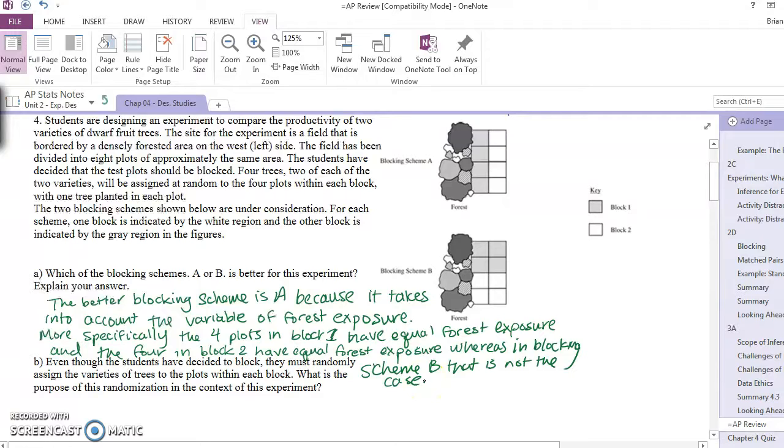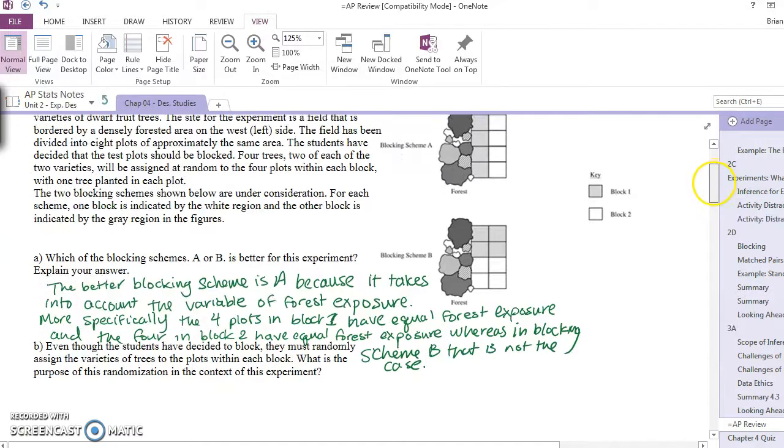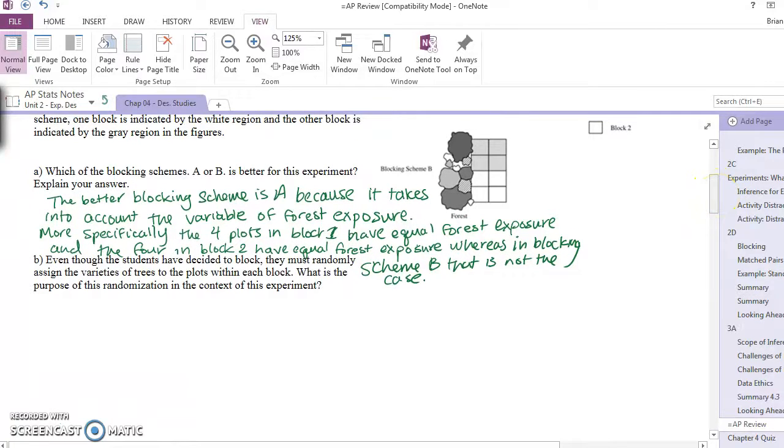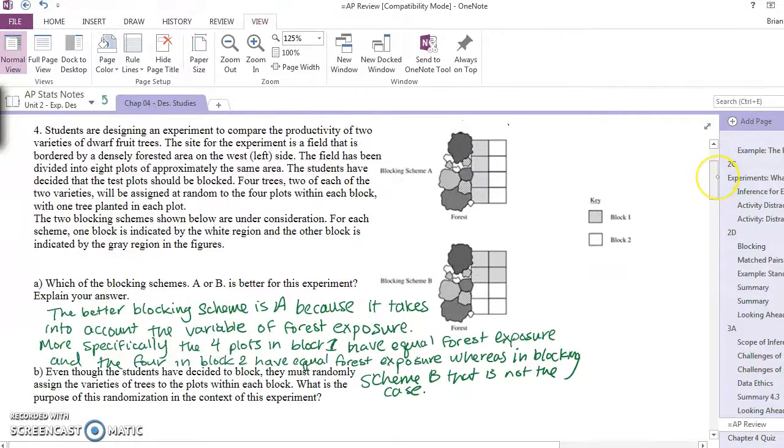Obviously, my answer might be different than what the answer is according to the AP answer rubric, but we'll take a look at that later. And it's possible that I'm not perfect. Sometimes I get things wrong. But yeah, I think that would be it, especially since my reasoning is that these plots are so close to the forest, and then this block is not close to the forest, so therefore this entire block has the same amount of forest exposure, and this block also has the same amount of forest exposure. And when you block, you tend to block according to a lurking variable of some sort. And in this case, I believe what they're getting at is the two blocks should have equal amounts of forest exposure to each of them.